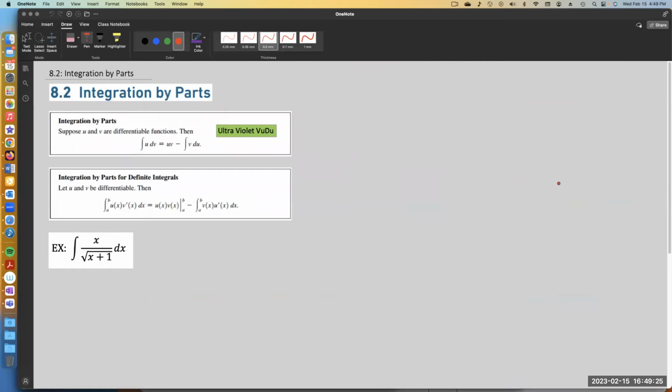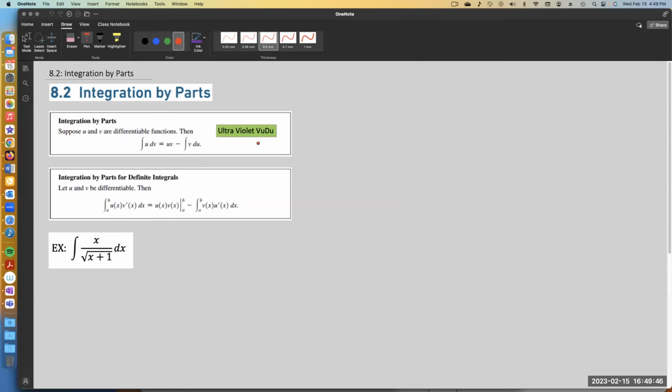Ultraviolet voodoo. You ready for a little voodoo? So this is finally a nice procedural integration technique that has steps. And there it is, right there. And we use this expression.